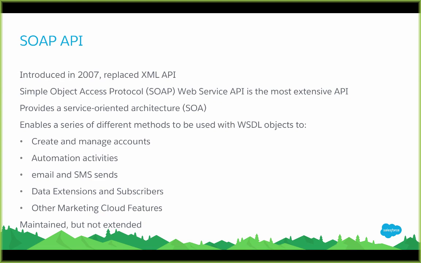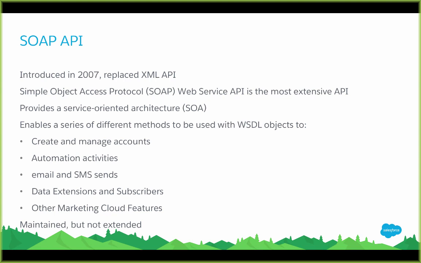So let's start with the SOAP API then. The SOAP API was introduced in 2007, replacing what was then the XML API, which was introduced, I think, around 2002, and that's no longer supported. And so the SOAP, or Simple Object Access Protocol, web service API is the most extensive API in Marketing Cloud. In fact, there are exactly 273 API objects that you can interact with.